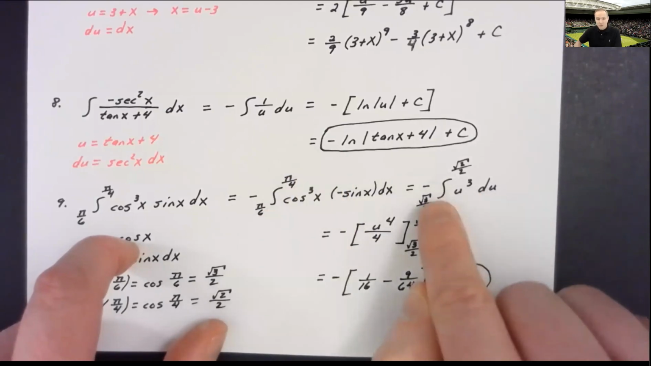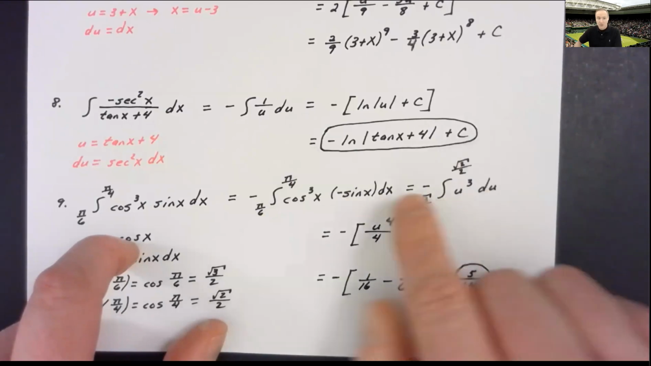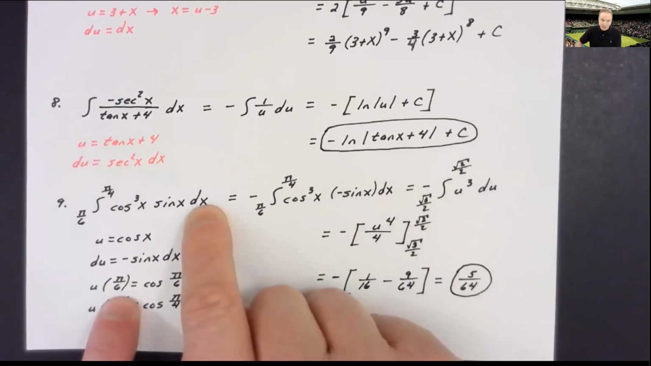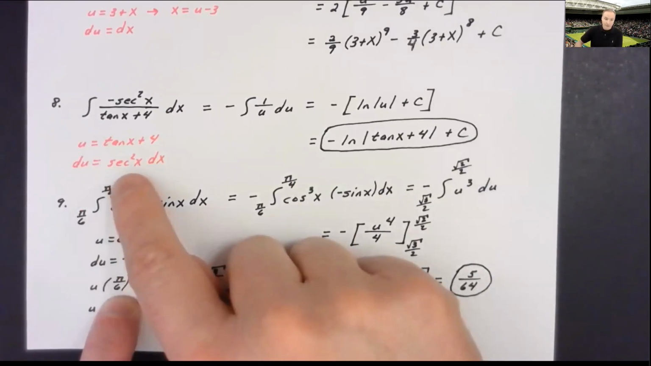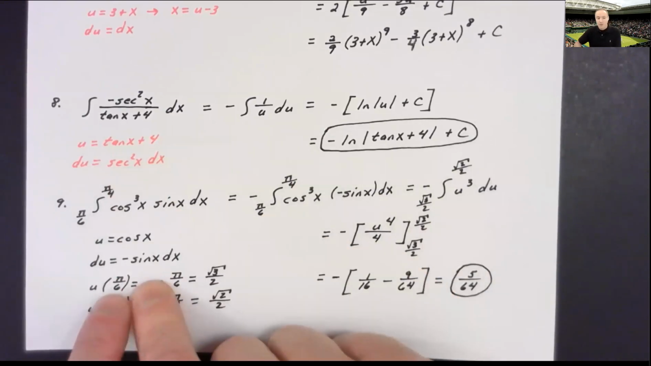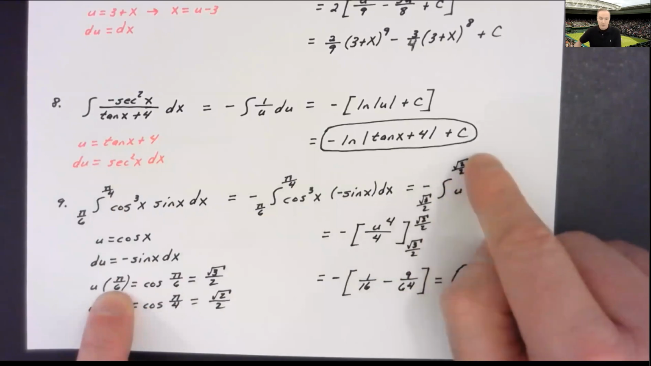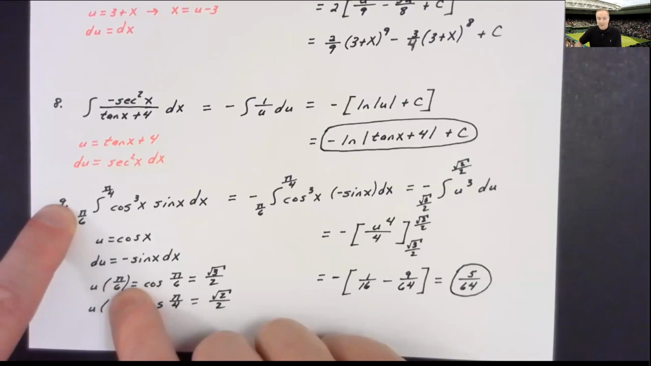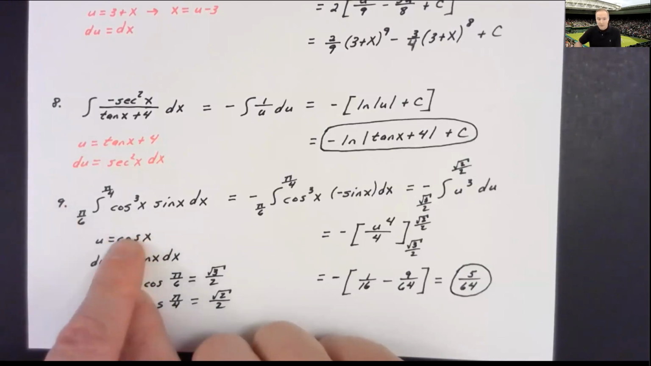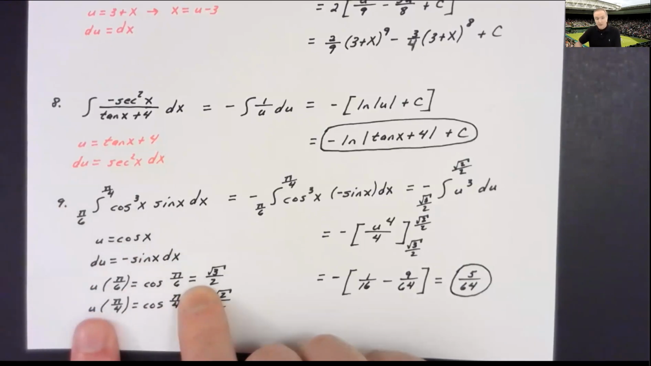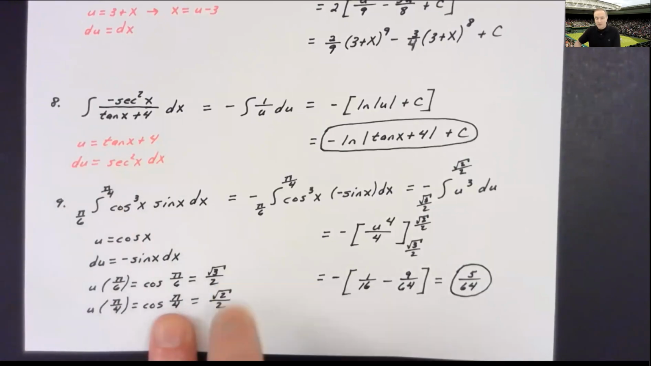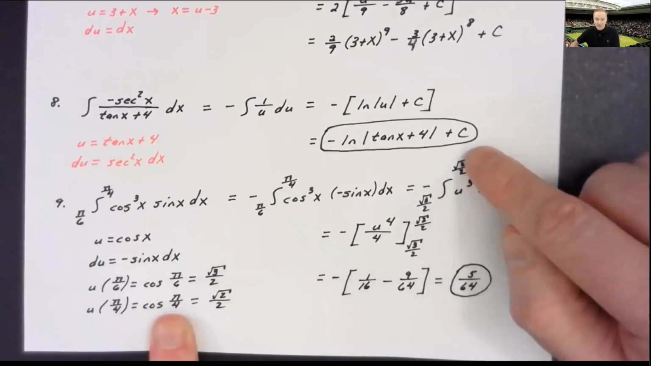But when I change to u, my limits of integration need to change to u. So that's what I did down here. These limits, because this is with respect to x, are from x equals pi over 6 to x equals pi over 2. So if I want those limits to be from u equals something to something, then I need to change my limits of integration. U evaluated at the lower limit, pi over 6, would give me the cosine of pi over 6. Cosine at pi over 6 is the square root of 3 over 2. At the upper limit, you're just evaluating the cosine at pi over 4, which is the square root of 2 over 2. So now I changed my limits of integration.